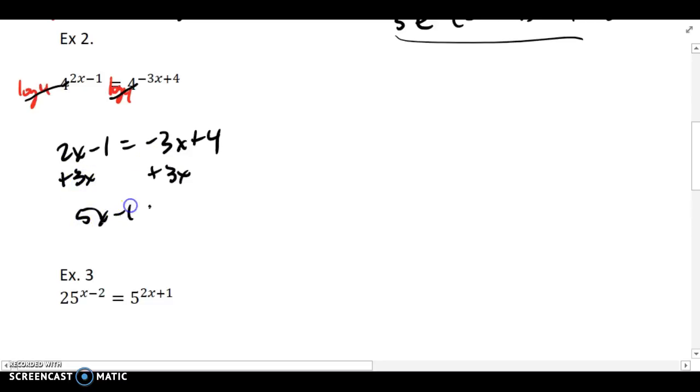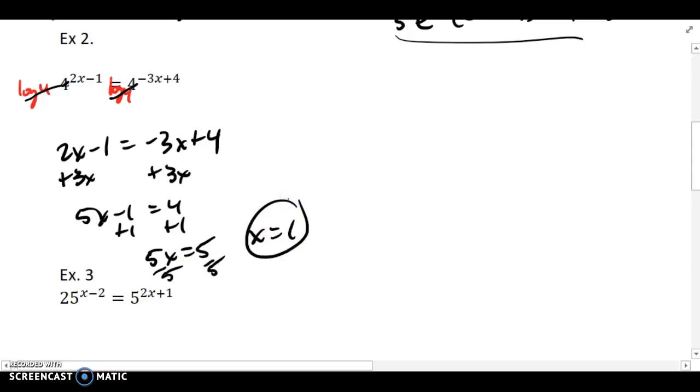So we get 5x minus 1 equals 4. And I'm going to add 1 to get 5x is equal to 5. And I divide this. So x equals 1. And then next we need to check this. So we're going to put the 1 back in. This one won't actually need a calculator to do.